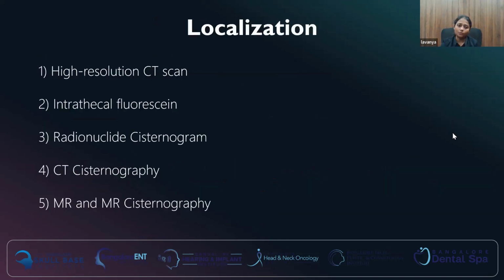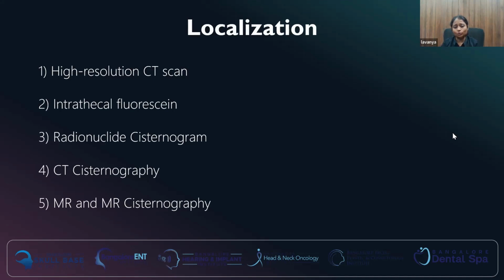The next important aspect: now that we know it is CSF, we have to know where the defect is, or where the CSF leak is. One of the investigations of utmost importance is the high resolution CT scan. Why HRCT is important is that these defects are generally bony defects in the skull base. CT has better resolution for bony defects than MRI does. High resolution CT scans can give a very good idea of the area of the defect and the anatomy around it, as well as the size of the defect.